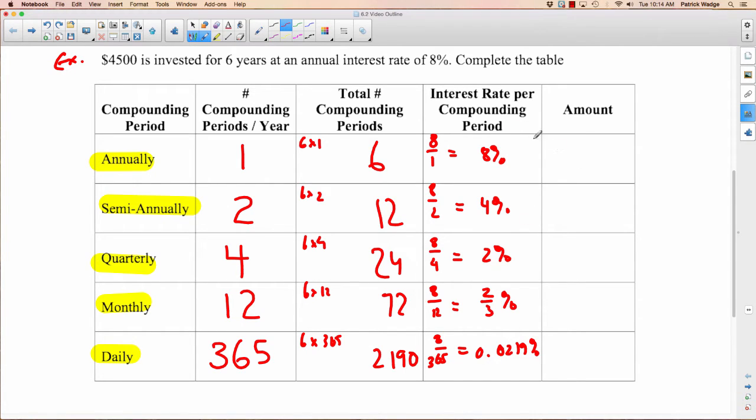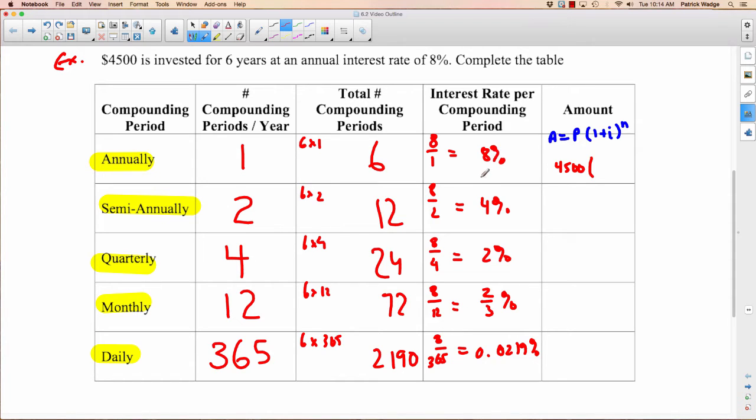Okay, to get the amount, well, you have to use your formula. Remember the formula which we've written up above: A equals P(1 plus i) raised to the n. You're going to use that formula every time. So in all the cases, you're going to have 4,500. That's the P amount. Then you're going to go 1 plus i. Well, i is 8, but you don't go 1 plus 8.